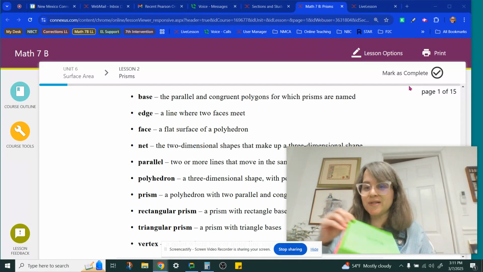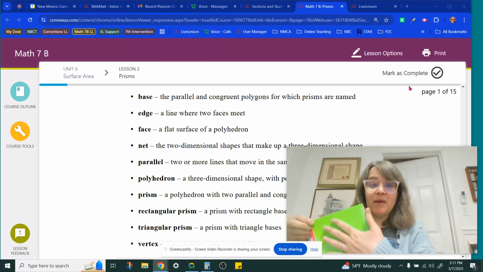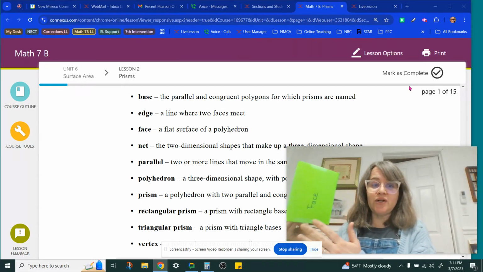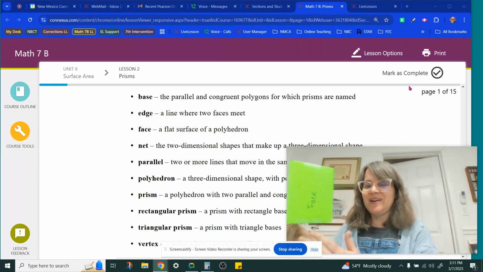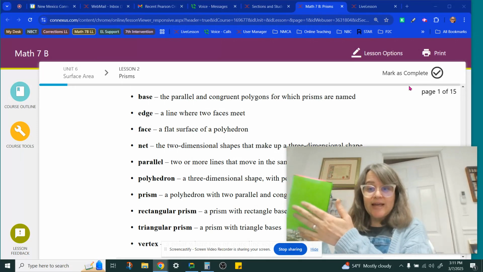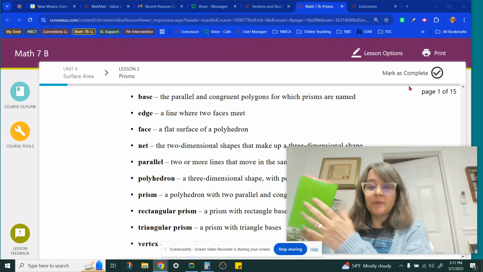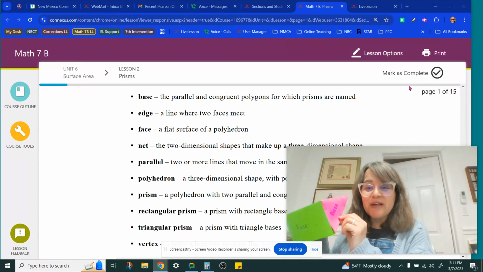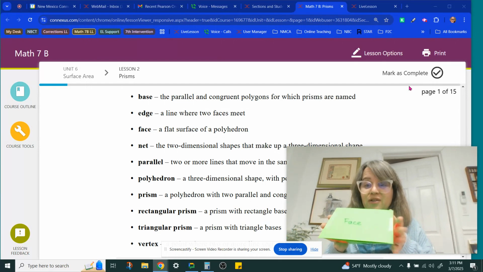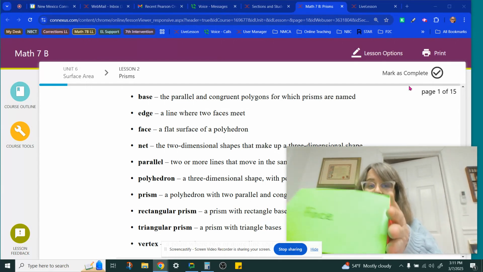The faces are anything that is not the base. Okay, so I really don't like their definition, a flat surface of a polyhedron. If it's not a base, then it's a face. How do you know if it's a base or a face? Parallel. The parallel shapes are the bases. So think about whether they'd be in parallel planes, like on train tracks.